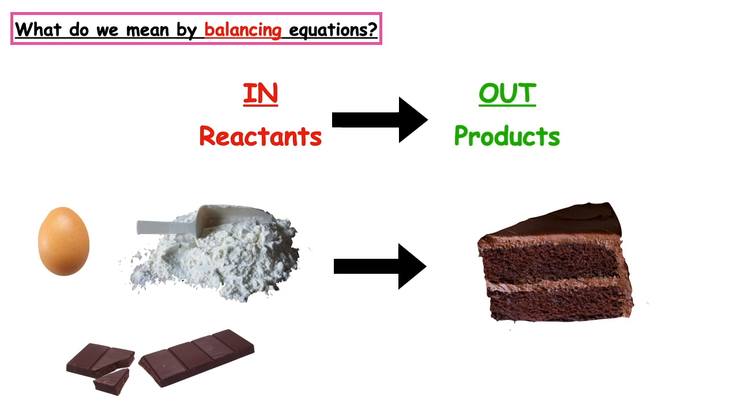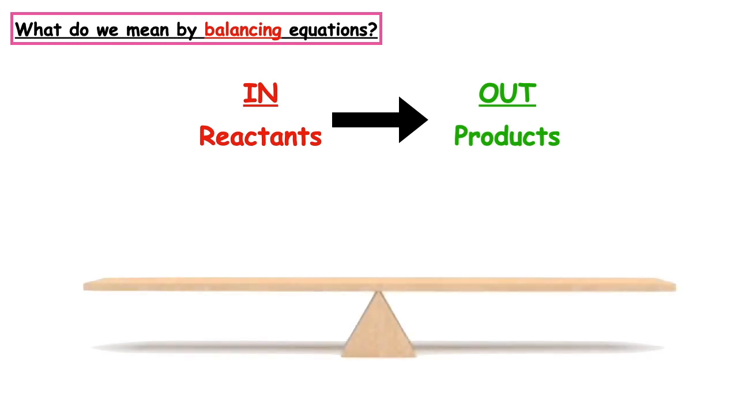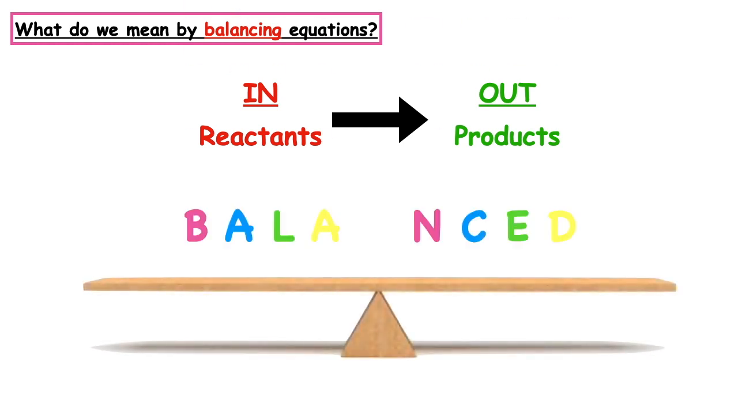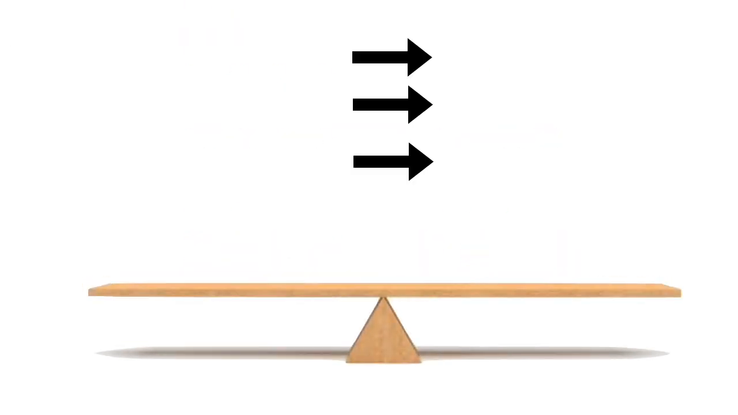Remember that the first law of thermodynamics is that you cannot create or destroy matter, you can only change its form. Our reaction is balanced. What went in came out. In an equation, on the left-hand side, we have reactants which go in. On the right-hand side, we have products that come out.